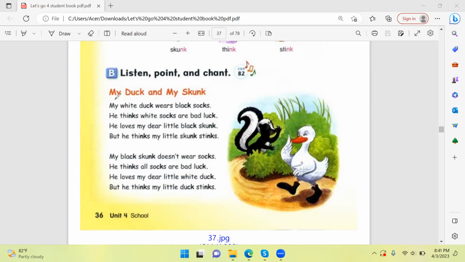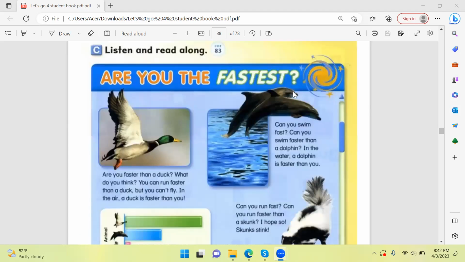Okay, so do you understand about the duck and the skunk, Julia? Yes. Okay, very good. So now let's proceed here. We have, are you the fastest? Can you please read again here? Are you faster than a duck? What do you think? You can run faster than a duck, but you can't fly in the air. A duck is faster than you.